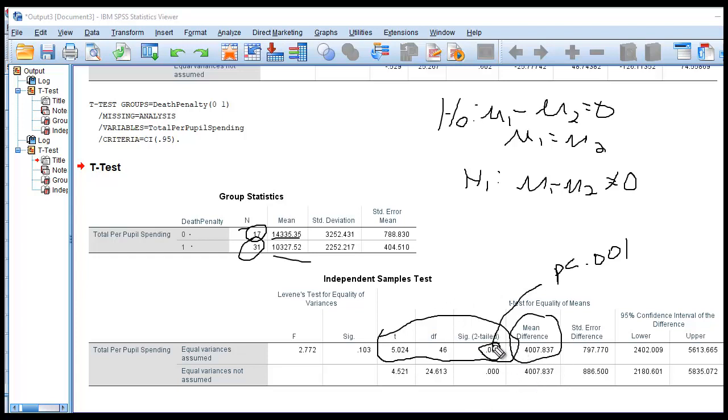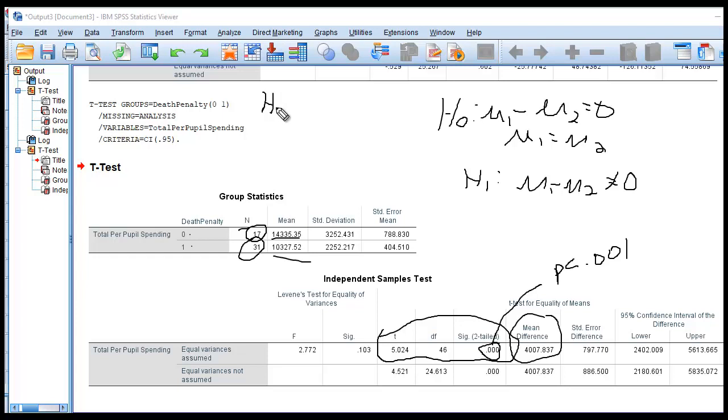So in this particular case, we would infer that there is a significant difference between states that have the death penalty and those that don't in terms of the average levels of per pupil spending. Now, if I was testing out a directional hypothesis instead, then I would be carrying out a one-tailed test.